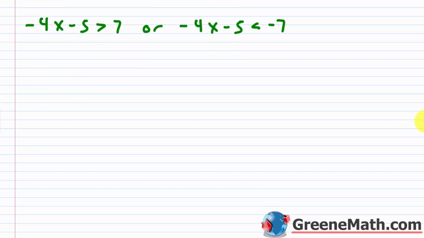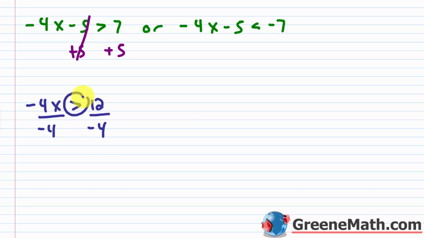Okay, so let's solve our compound inequality. Let's add 5 to each side of the inequality. That cancels. You get that negative 4x is greater than 12. We divide both sides by negative 4. Remember, this has the flip. We divided by a negative, so this is a less than now. So you've got x is less than 12 over negative 4, which is negative 3.